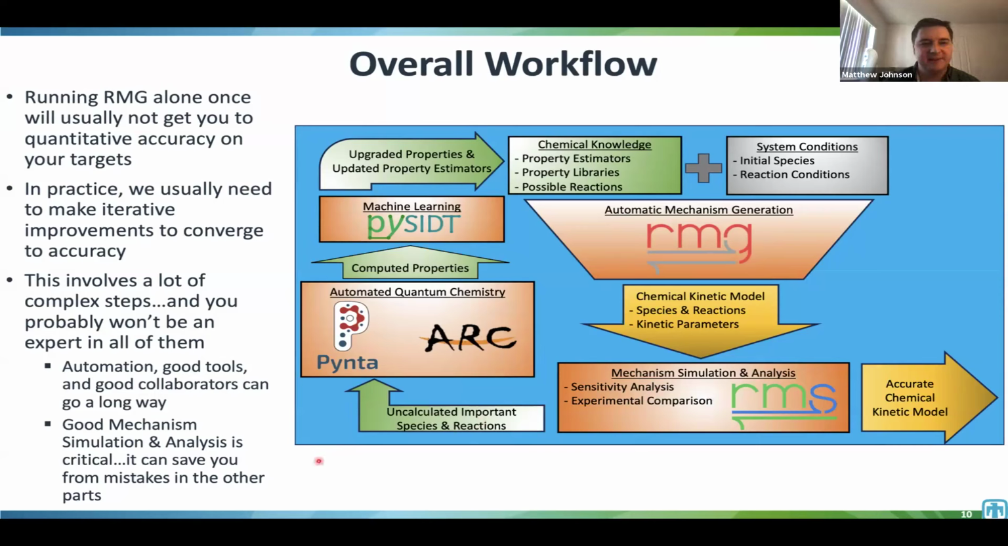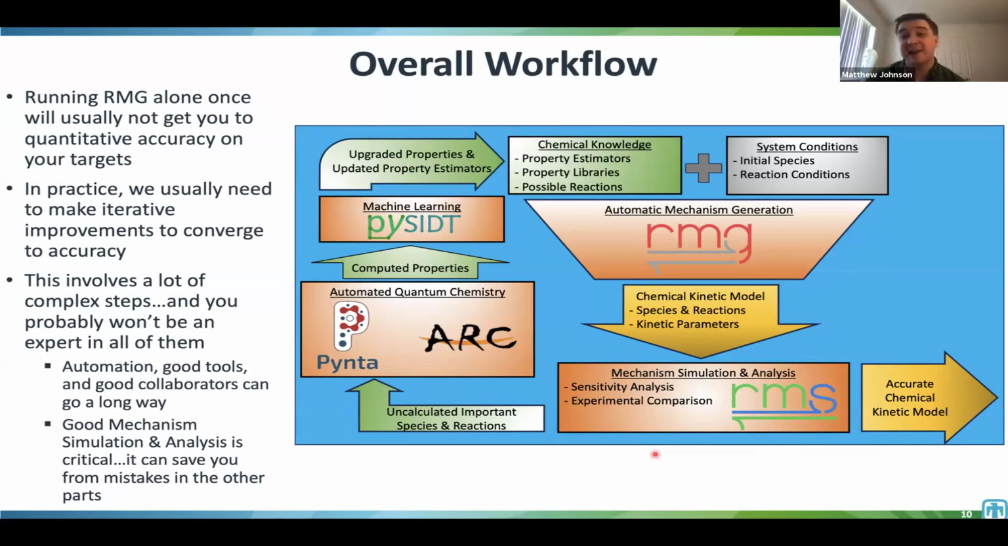We might run quantum chemistry. We'll take those quantum chemistry calculations and integrate them into our chemical knowledge. We might retrain the SIDTs in the database. We might fit new groups to group additivity, etc. We might add reaction libraries and thermal libraries to improve our chemical knowledge. And then we rerun RMG and we get a new mechanism. And when we analyze this mechanism, often we'll get different sensitivities. We'll get a different experimental comparison. And we'll run this process again and gradually converge our mechanism to quantitative accuracy through these iterations.